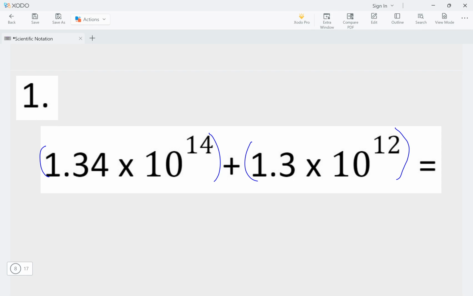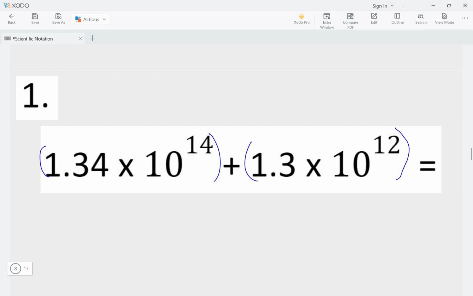So what I have to do in order to add these is I have to make sure these are the same. I can do that just by changing the second number. It could be either number for adding and subtracting. I'm just going to make the smaller one larger.